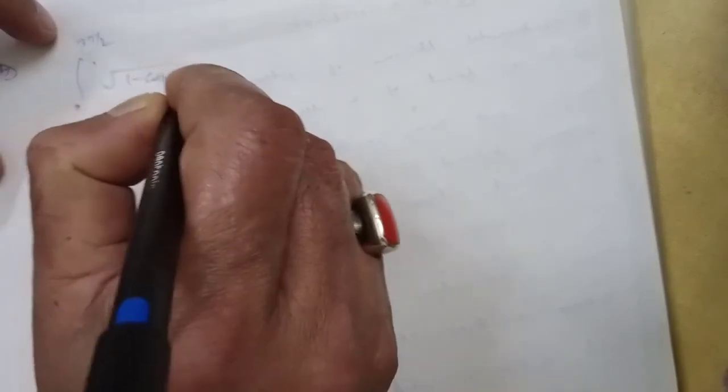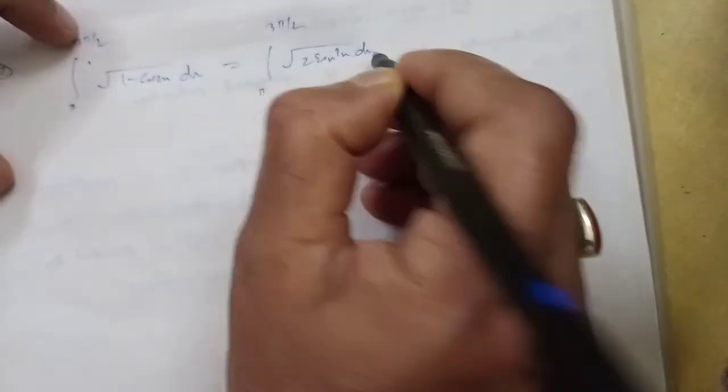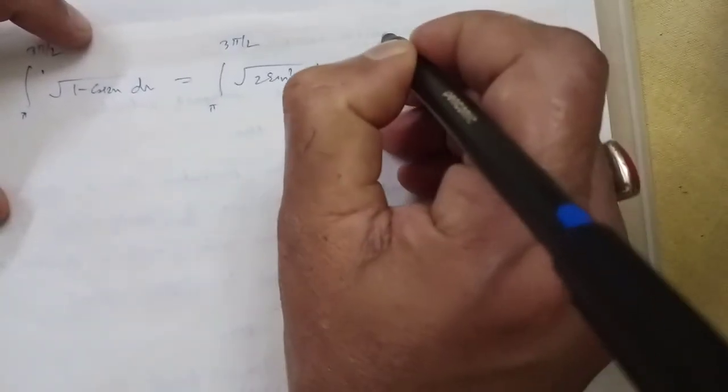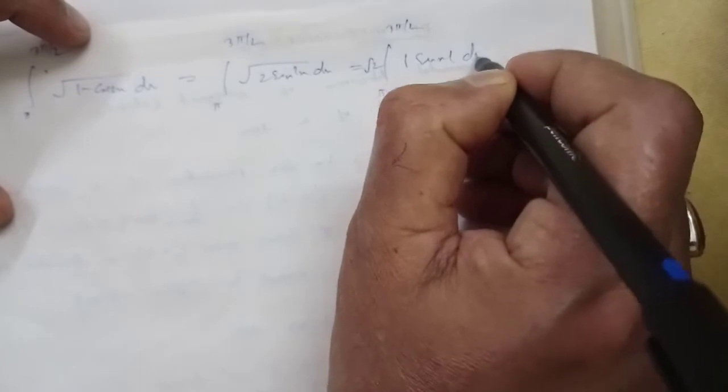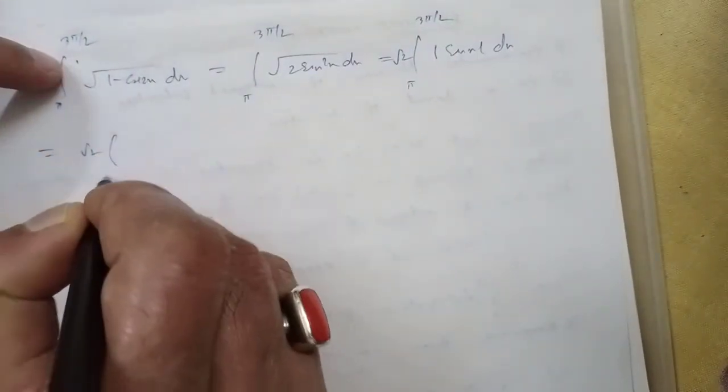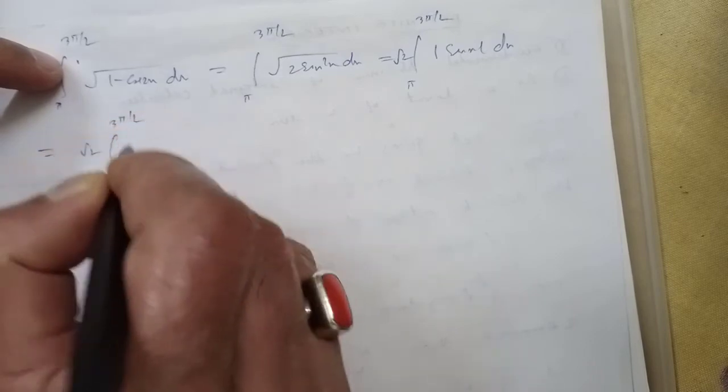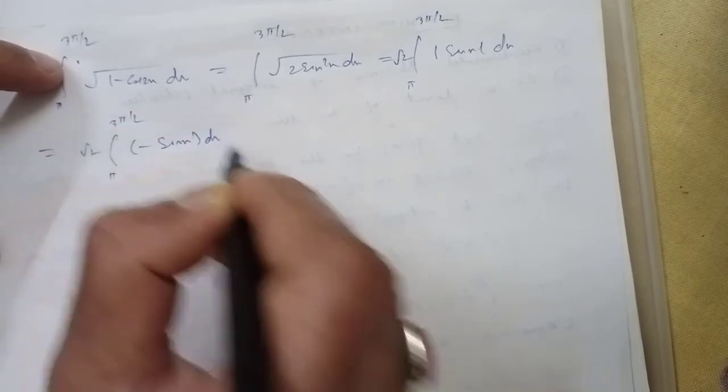Suppose the interval of integration is pi to 3 pi by 2. The integral from pi to 3 pi by 2 of under root 1 minus cos 2x dx becomes the integral of under root 2 sin square x dx, which is root 2 times the modulus of sin x dx. Now, sin x is negative in the interval pi to 3 pi by 2, so this will be minus sin x. Root 2 integration pi to 3 pi by 2, minus sin x dx.